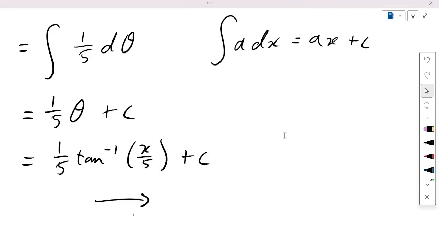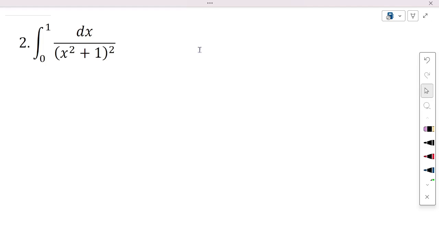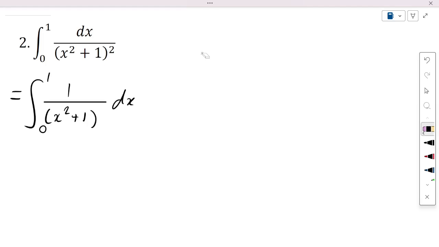Okay. Here's our next one. But this time we're working with a definite integral, so it's a little bit different. So what we're going to do is the following. We're just going to rewrite it again. This is 1 and 0, upper and lower limits respectively. 1 divided by x squared plus 1 raised to the power of 2, with respect to x.